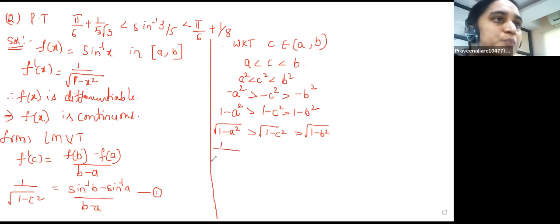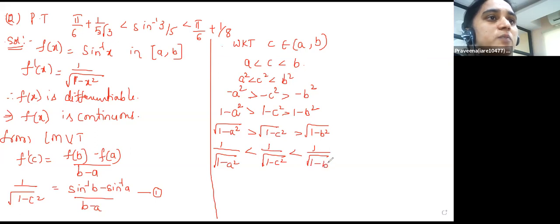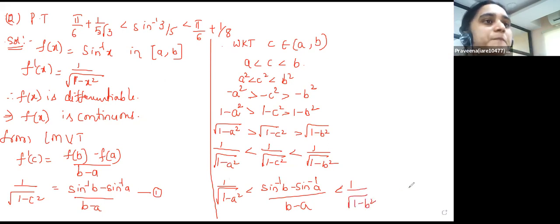Taking the reciprocal, the inequality reverses, so 1 by root 1 minus a square is less than 1 by root 1 minus c square, which is less than 1 by root 1 minus b square. Here 1 by root 1 minus c square is sin inverse b minus sin inverse a by b minus a. So 1 by root 1 minus a square is less than sin inverse b minus sin inverse a by b minus a, which is less than 1 by root 1 minus b square. Okay, this is the proof, ma.